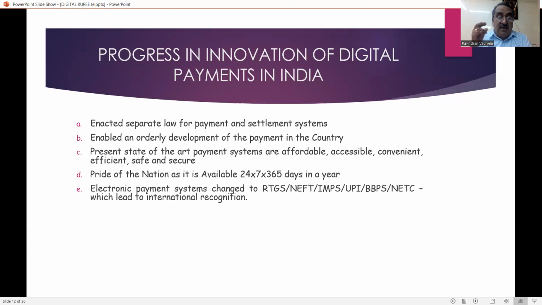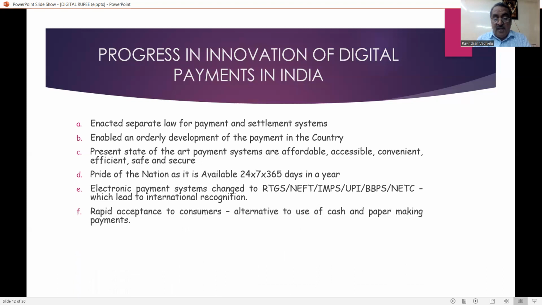Now it has changed to RTGS, NEFT, IMPS, UPI, BBPS, and NETC, which lead to international recognition. The concept of introduction of the digital rupee, for me, I want to say that in order to have international trade, this system will definitely be useful. So in order to have international recognition, this digital rupee concept is being introduced. The rapid acceptance by consumers: suppose you are buying a coffee, the coffee shop also accepts digital payment, that is GPay or PhonePe.